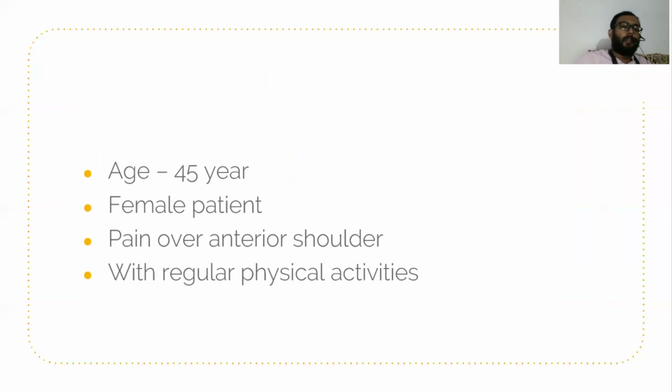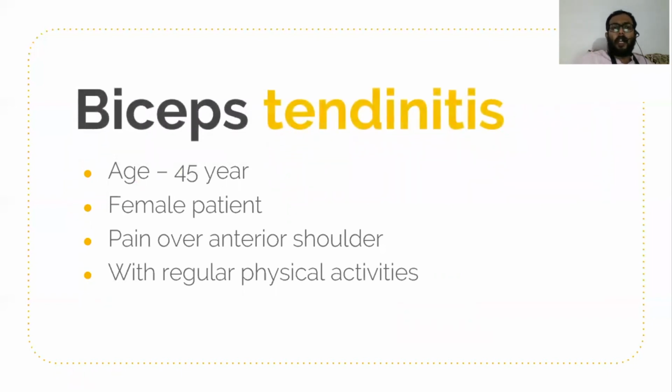This is a case of a female patient aged 45 years. She felt pain mainly on the anterior shoulder and she was fond of physical activities. She does many physical activities using her shoulder and elbow, with repeated flexion and extension of the elbow and repeated abduction and adduction as part of her lifestyle. And the provisional diagnosis is biceps tendinitis.